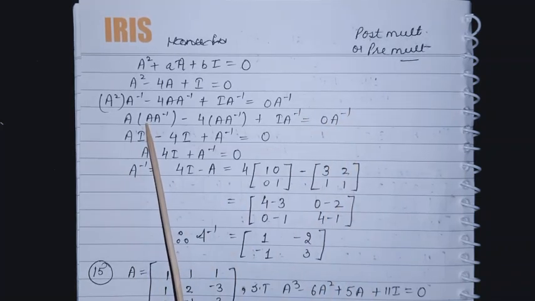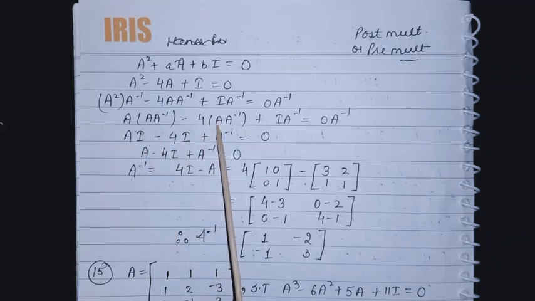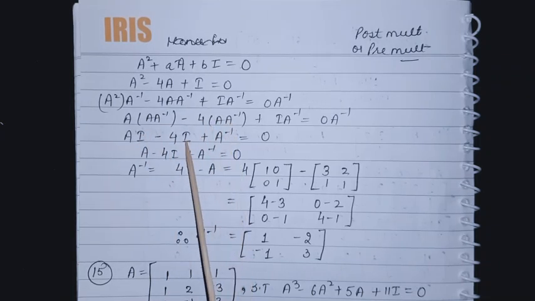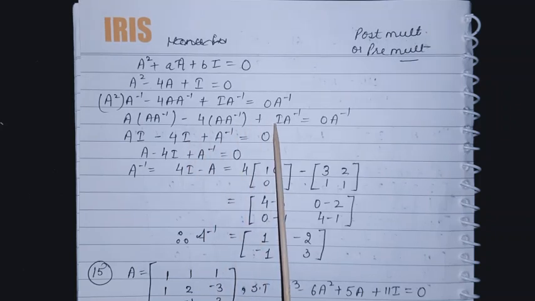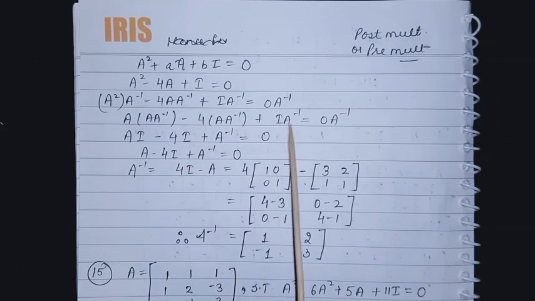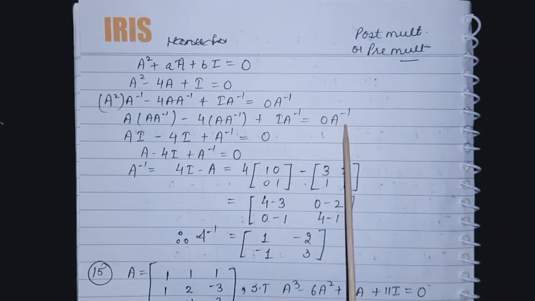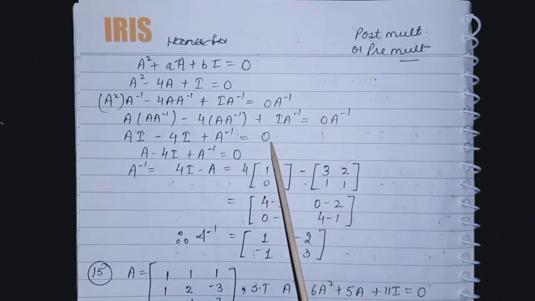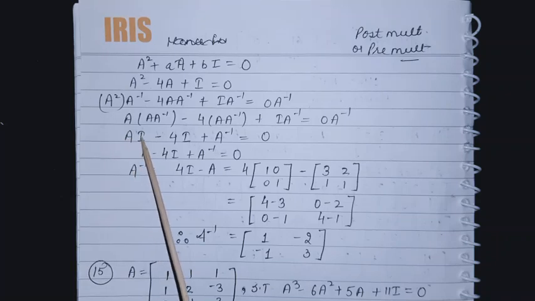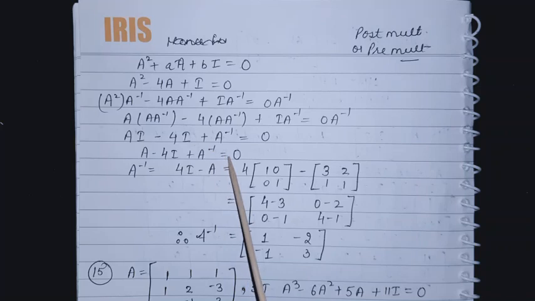Now any matrix multiplied with its inverse will give us identity. Once again, A into A inverse will give us identity, and identity matrix multiplied with any other matrix will give us the matrix itself, and a 0 matrix multiplied with any matrix will give you a 0 matrix. Once again, A into I will be A, minus 4 times of I plus A inverse equals to 0.